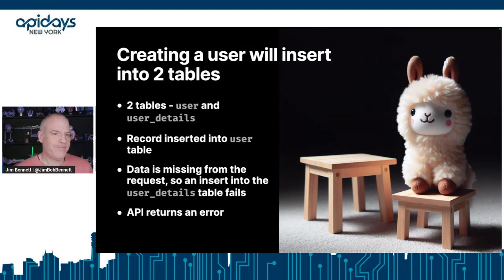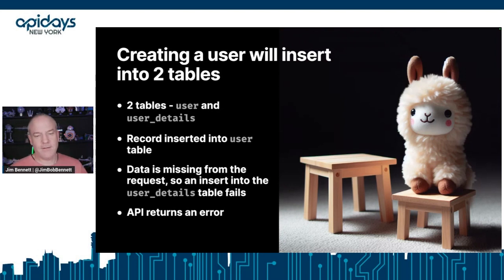So what do I mean by that? Imagine we're creating a user. And in our database, we have 2 tables, user and user details. We receive a request, got a lot of fields in it. We start by pulling out the fields we need for the user table, maybe like an email, create a unique ID, and we'll insert that record in the user table.